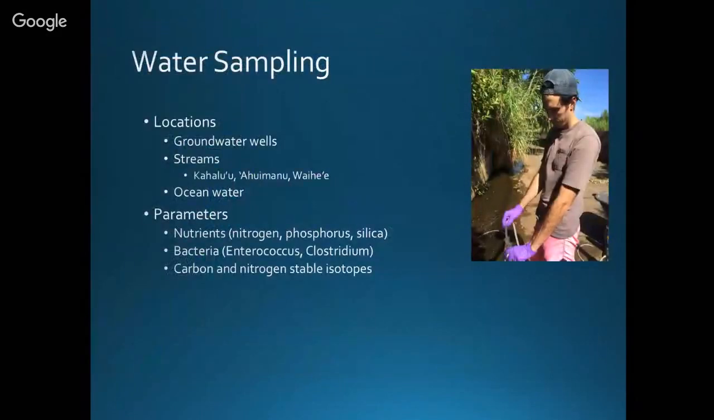In addition to the infrared sensing, we're also doing sampling of groundwater wells, of streams, and of ocean water. That allows us to further track the nutrient and bacteria loading. So we're testing for nutrients, specifically nitrogen, phosphorus, and silica, and for bacteria and Clostridium. And then also carbon and nitrogen stable isotopes.